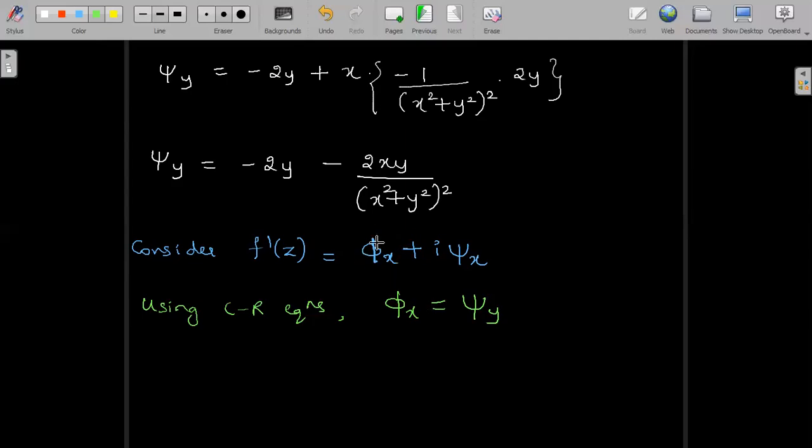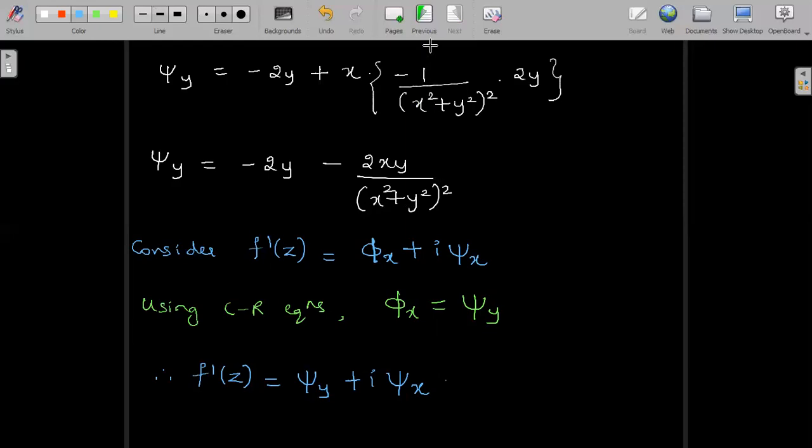Now I want to change the ux term, the real term. So ux is equal to vy. That is how we are getting phi x is equal to psi y. We'll substitute this here. So we'll rewrite f dash of z now. Therefore f dash of z is equal to psi y plus i into psi x. Now we know psi y, we know psi x, both we have just now obtained the partial derivatives.